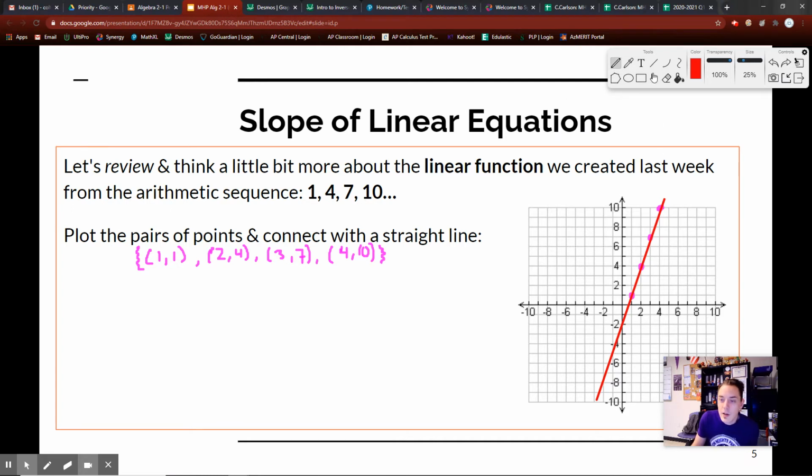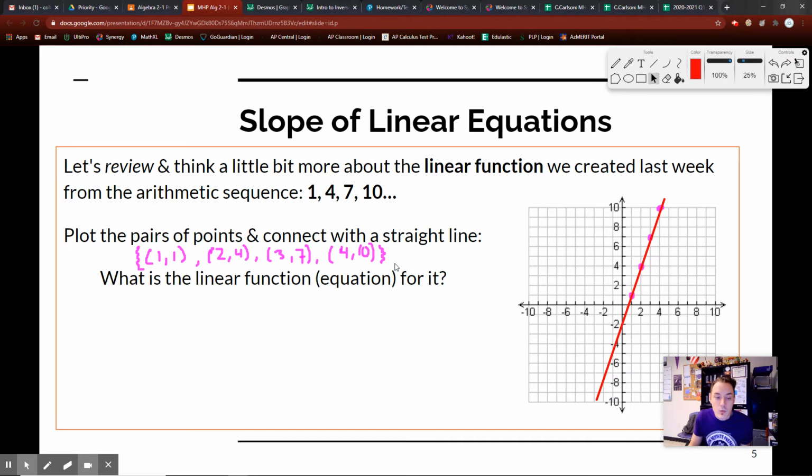Okay, so now what we're going to be doing is this. Write the equation, the function for it. Now, of course, if you remember, our function for it was really simple. It was y equals 3x minus 2. In fact, we actually use function notation. We use f(x) = 3x - 2.